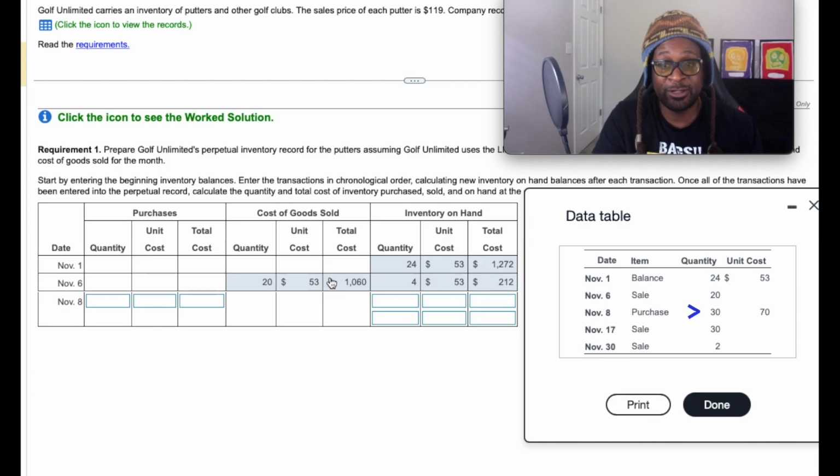November 8th dealt with a purchase of 30 units at $70. This is straightforward, gang. We're just going to input that amount under the purchase column. And we know 30 units at $70 each gives us a total cost of $2,100.